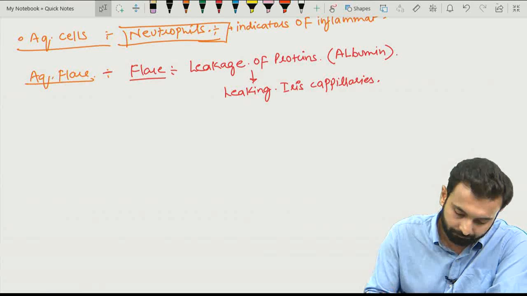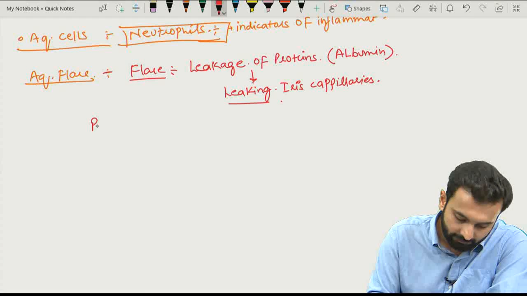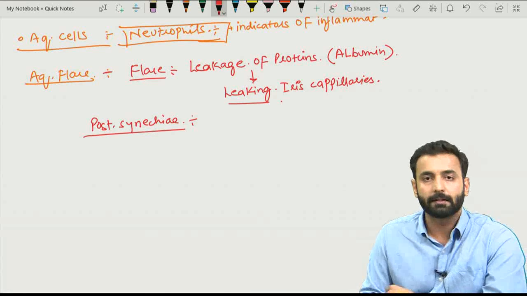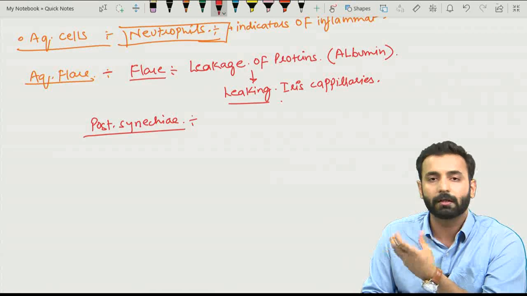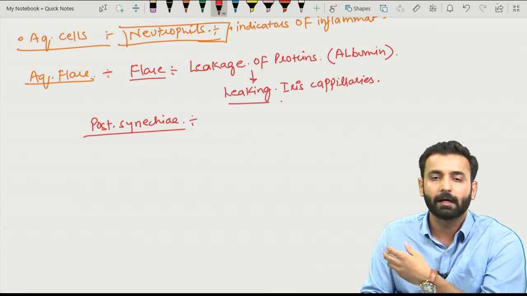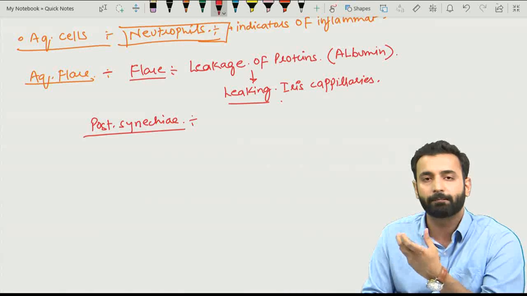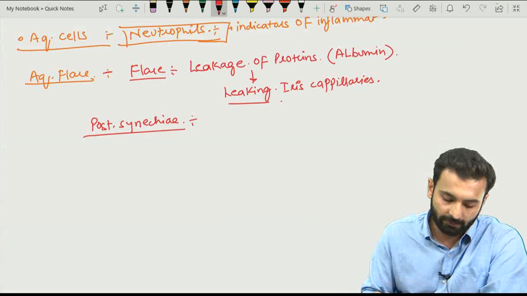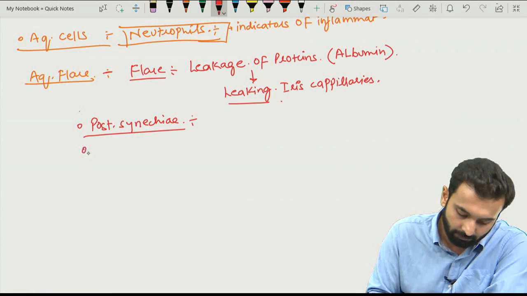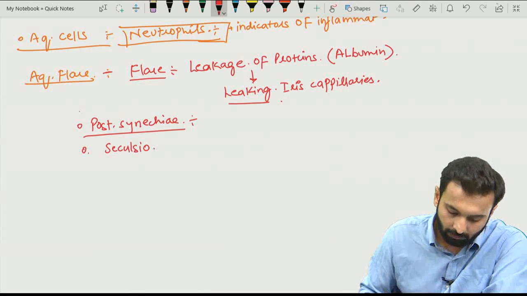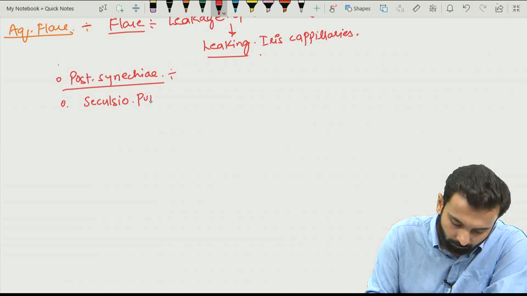Now coming to posterior synechia, we have already discussed. This is the attachment or the adhesions of the pupillary margin with the anterior lens capsule, and if you try to dilate this kind of pupil, you will get a festooned, irregularly dilated pupil, right? Now there is another condition that you should keep in mind, that is seclusio pupillae. What is that?